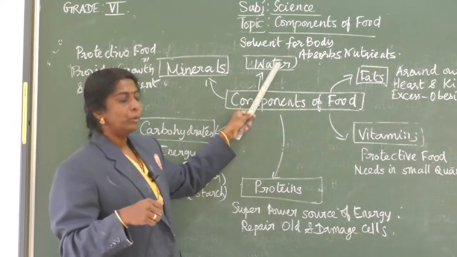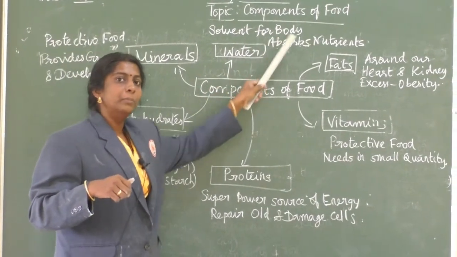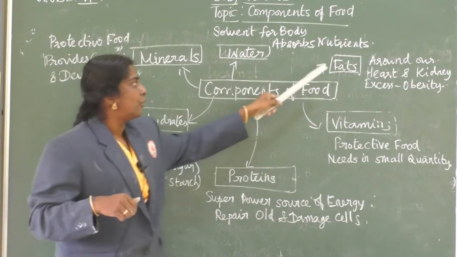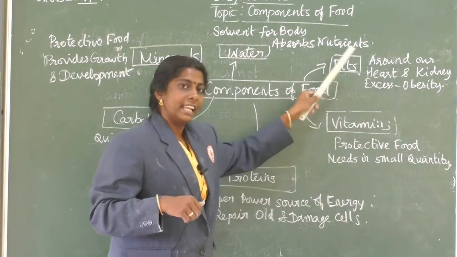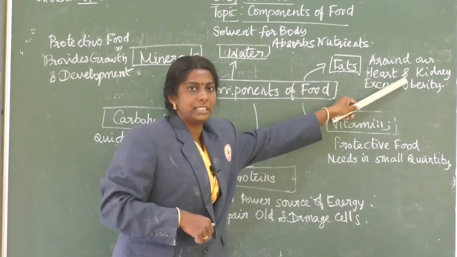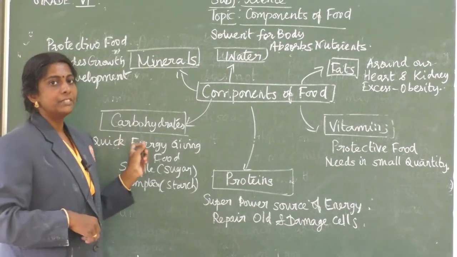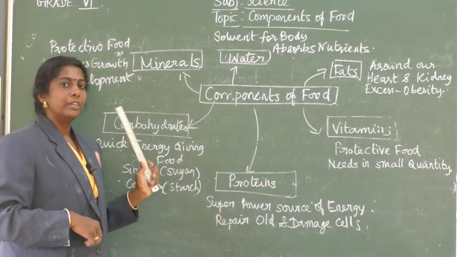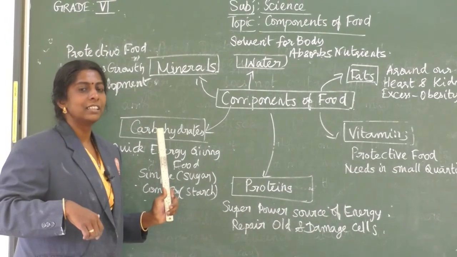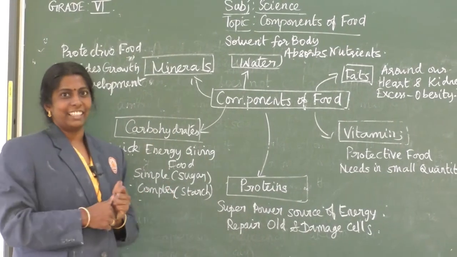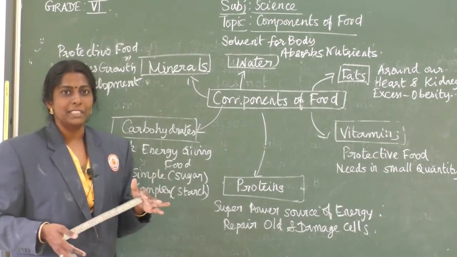And then about water, it is a solvent for the body, and it helps absorb nutrients. And then fats, they are present around our heart and kidney. Excess fat may lead to obesity. So these are the 6 different nutrients which are present in the food. If they are present in the right amount, then it's considered to be a balanced diet. So that's what about this chapter, components of food.